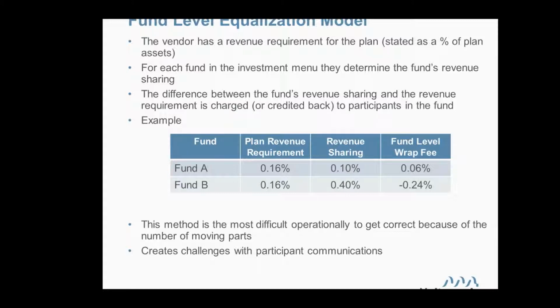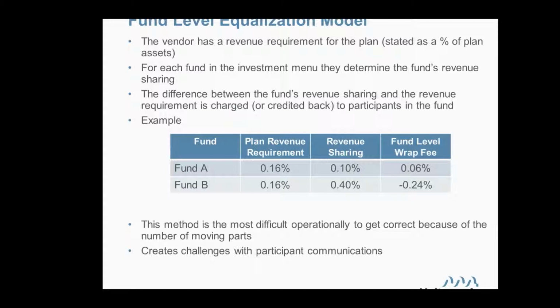What do I mean? So in our graphic here on the screen, we have Fund A and Fund B. So the second column, we have the plan revenue requirement. Our agreement with the record keeper is 16 basis points. We want to be fund agnostic so that we can have whichever investments that we want. Here we have Fund A. Fund A has a revenue sharing of 10 basis points, but 10 is less than 16. So the record keeper needs to add a fund level wrap fee in our fourth column of 0.6%.